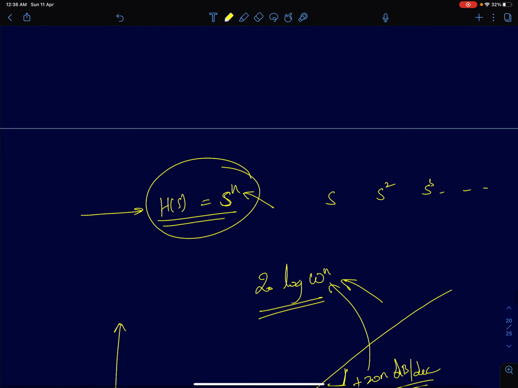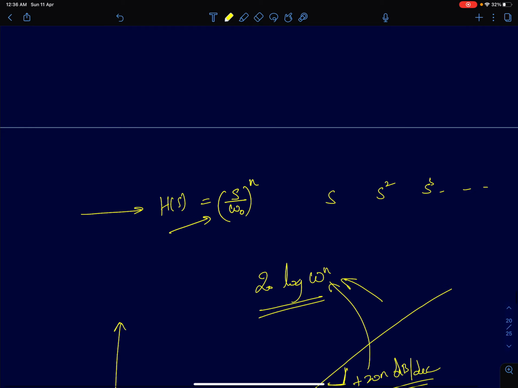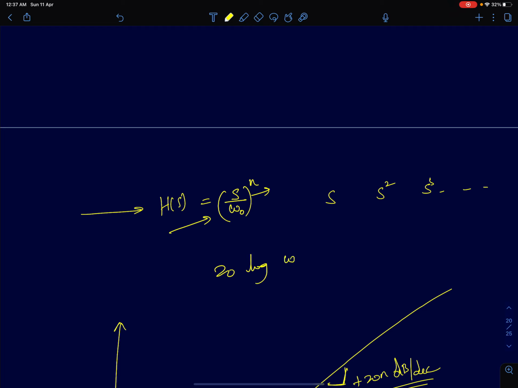Similarly, if you consider a 0, I'm going to directly consider an nth order 0. So you have a transfer function of this type, s by omega naught whole power n. So here we have n zeros at s equal to 0. It's s power n, so there are n zeros at s equal to 0. In that case, if I substitute s equal to j omega and take the mod of it, I'm going to get 20 log of omega by omega naught whole power n. So we get 20n log of omega by omega naught.